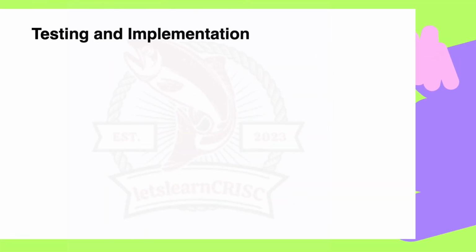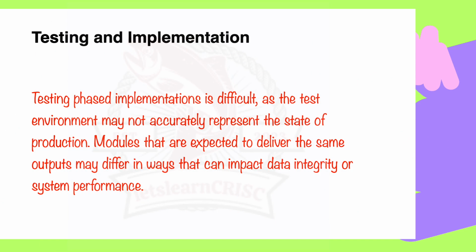Moving next is about testing and implementation. Challenges in the phased implementation, right? So friends, when implementing changes in phases, testing can be challenging because the test environment may not perfectly mirror the real production system. This mismatch, right, can result in unexpected differences between what is expected and what actually happens during testing, right? Just take an example, imagine you are upgrading a customer support system in phases. Testing in a controlled environment might not capture all the complexities of real world interaction, right?